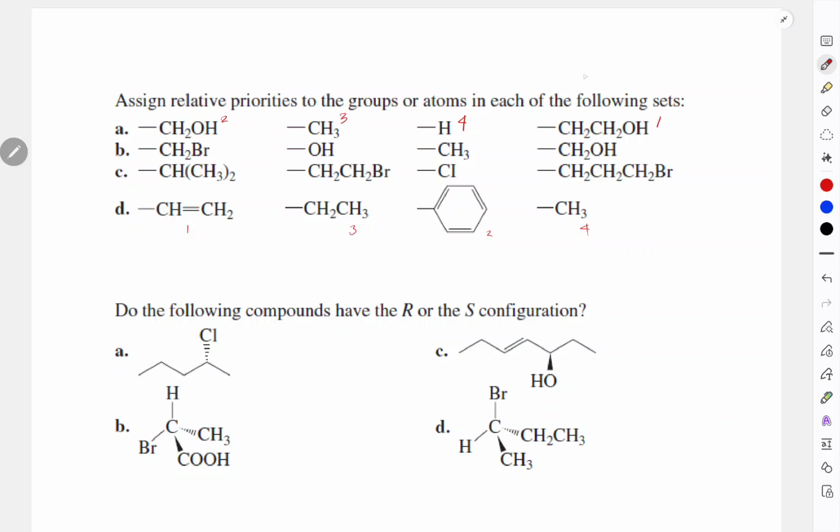So basically, you can apply the same rule, the same sequence rule you apply for E/Z nomenclature. So it's basically the same practice. I'm sure you can solve this one, and you can try to solve the bottom one as well, in terms of R versus S configuration.